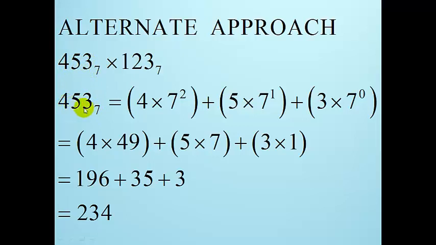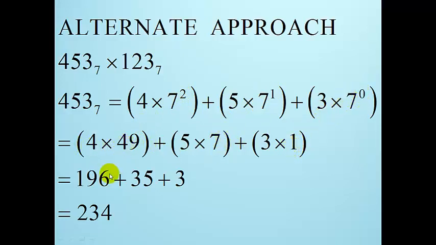We need to multiply the digit by the base. So we have 4 times 7 plus 5 times 7 plus 3 times 7. Then we raise the base to an exponent from the right to the left, starting from 0. So we have 0, 1, 2. Now 7 squared is equal to 49. 7 raised to the power 1 equals 7. And 7 raised to the power 0 equals 1.